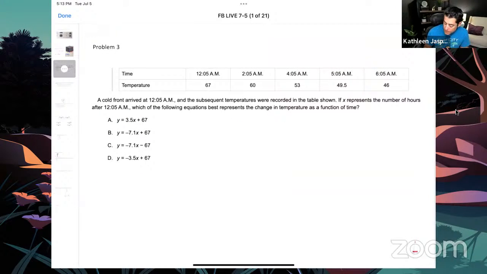Here's the next one, and I like this one. I'm going to show you why I like this one in a second. It says a cold front arrived at 12:05 a.m. and the subsequent temperatures were recorded in the table shown. If X represents the number of hours after 12:05 a.m., which of the following equations best represents the change in temperature as a function of time?